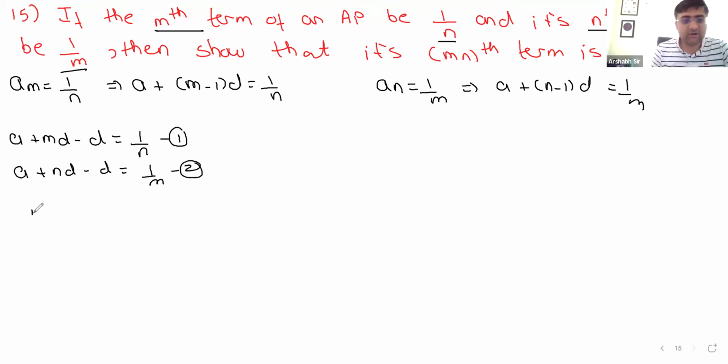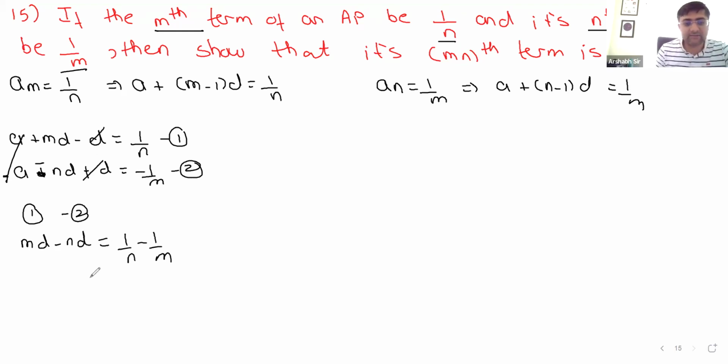Clear? Now we'll do equation number 1 minus equation number 2. Very good, Sana. आप काम करो तो देखो, you can change the sign here. ये हो जाएगा minus, minus, plus and minus. A minus A गया. You get this as md minus nd minus d plus d, 0 is 1 by n minus 1 by m. So d common, m minus n, LCM ले लो यहाँ पे, m minus n by mn.